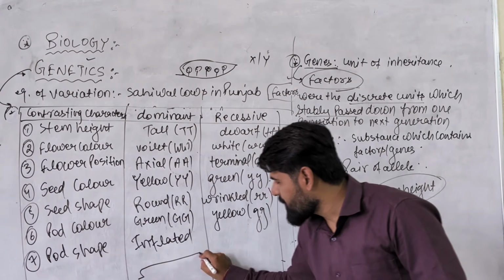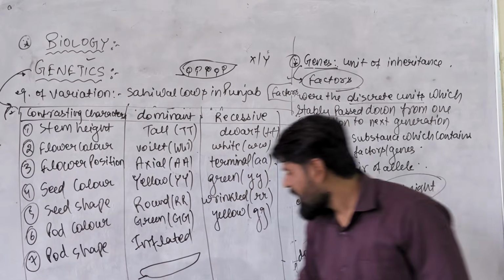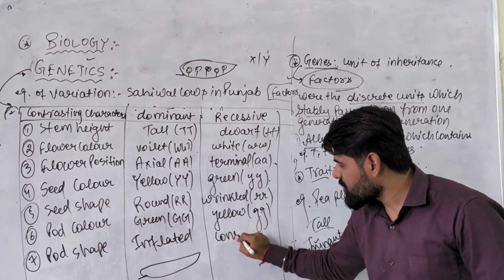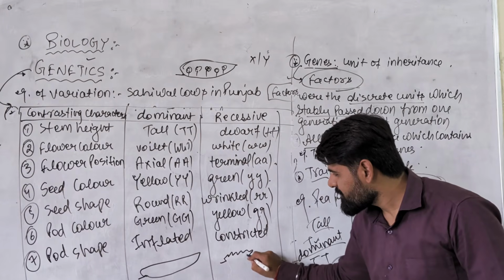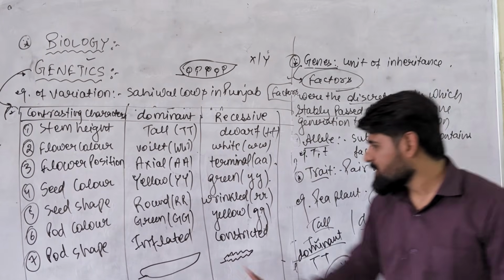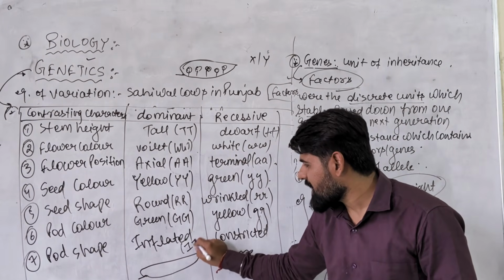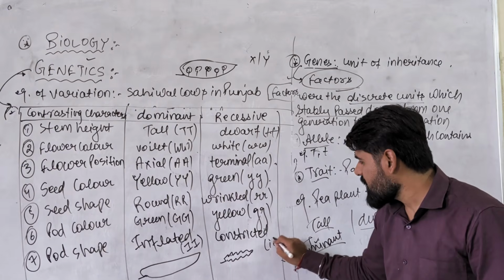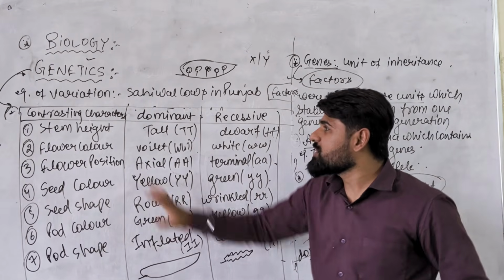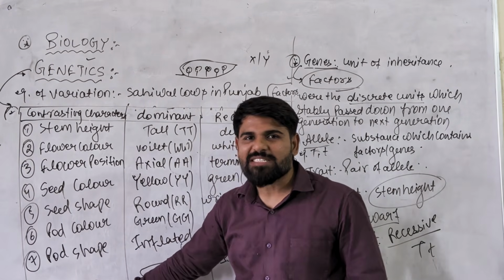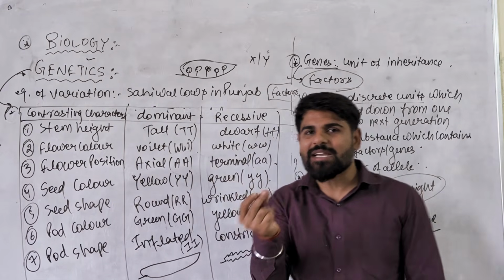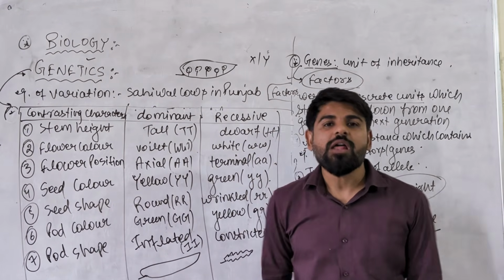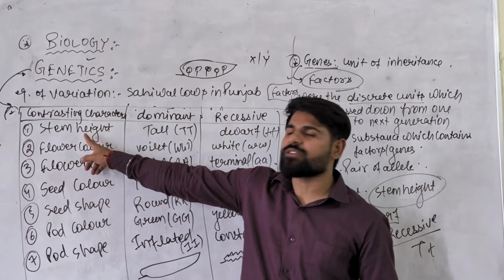inflated like this, complete बराबर, ओके, and one is constricted ऐसा दिखेगा, right. So this is inflated. Inflated के लिए हम क्या लेंगे, capital है, constricted के लिए small है. Okay, so these are 7 contrasting characters, और हर contrasting character की कितने traits हैं, 2 traits हैं. So there are 2 traits of each contrasting character.